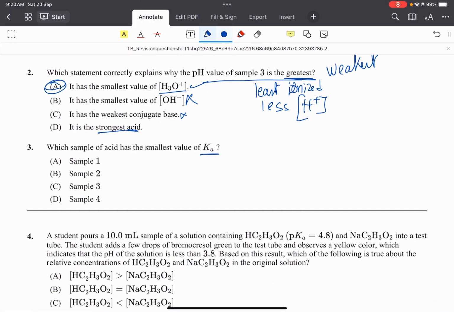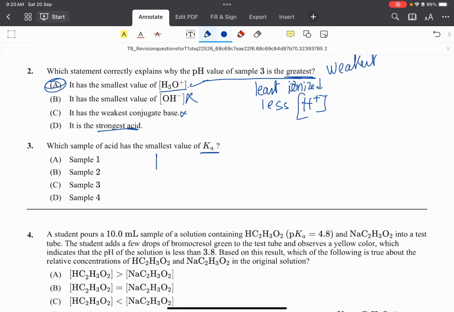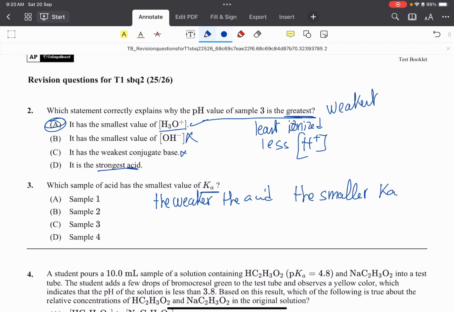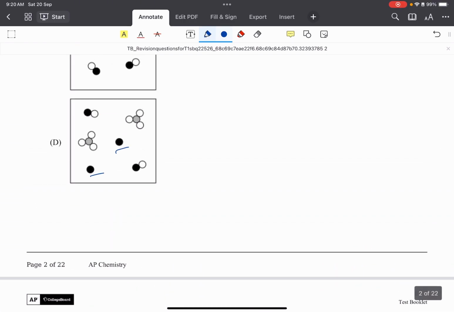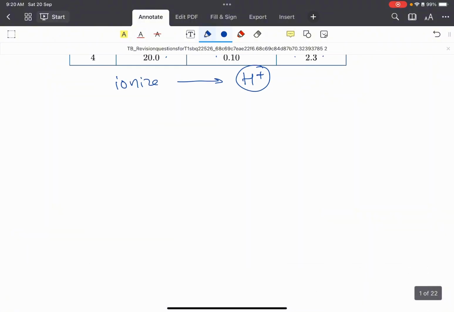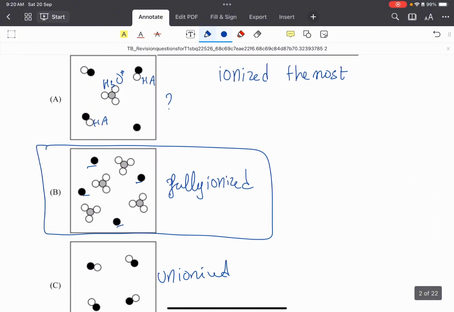Which sample has the smallest value of Ka? The weaker the acid, the smaller the Ka. Ka is the dissociation, the ionization degree. So the larger the Ka, the stronger the acid, but the smaller value of Ka shows that this acid is barely ionizing. So we're going to go with the weakest acid. And the weakest acid was sample 3.